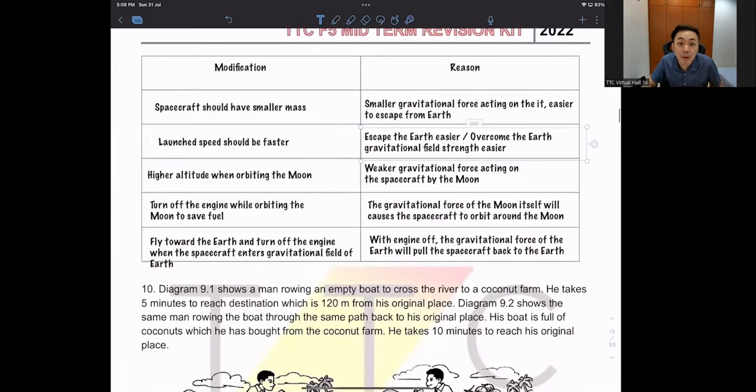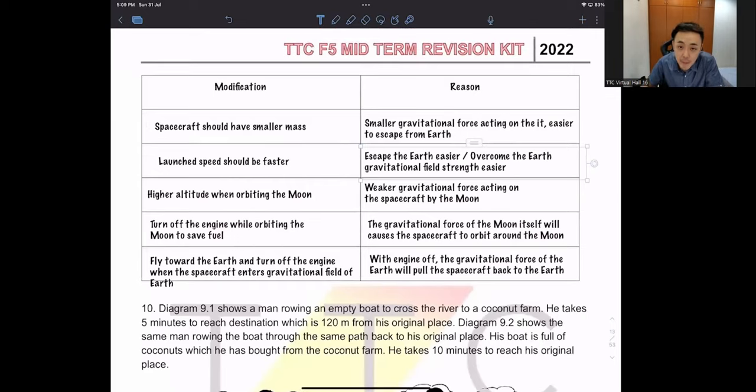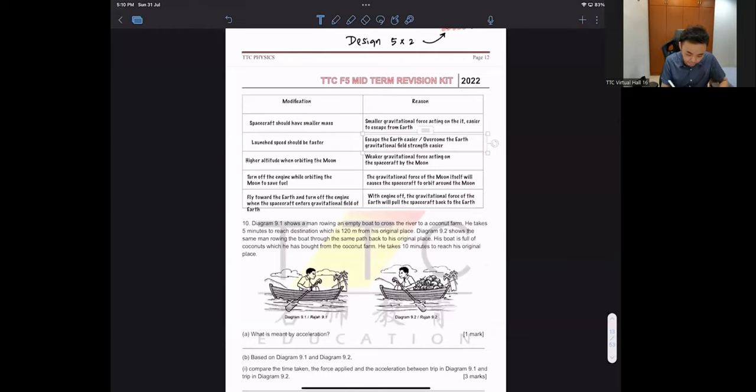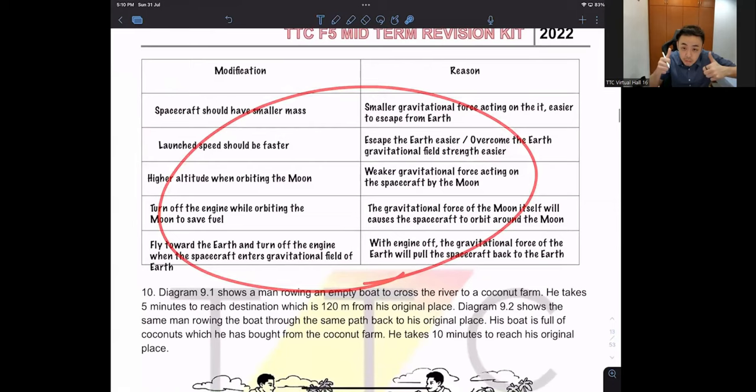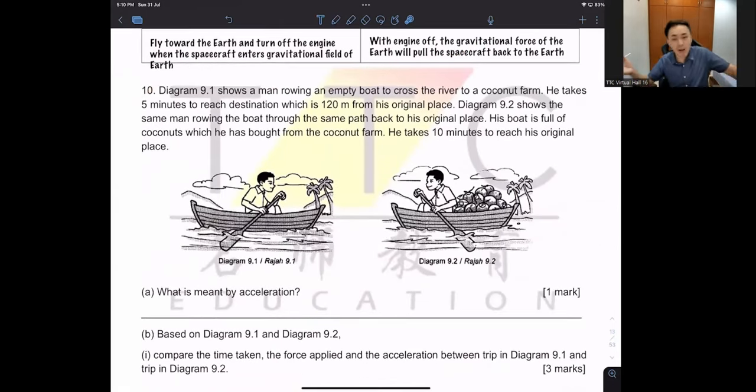Okay, this is the answer we have. Are you done? Let me know. All right, so are you done with this? Okay, this one, next, now number 10, I leave it to you. Try doing it yourself. Anyhow, I give the answer to you already now, right?